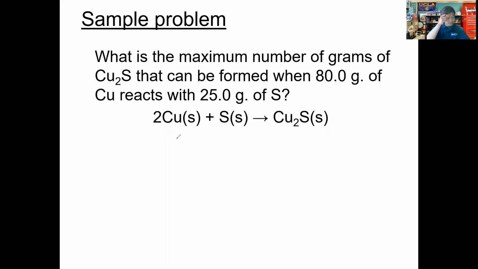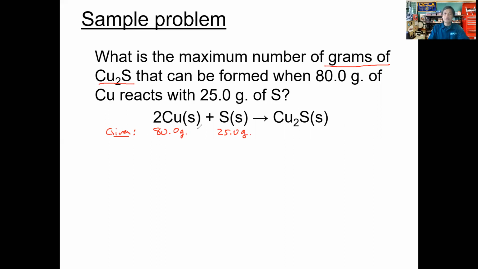We were told that we have 80 grams of copper, so let's write that down. These are the given amounts: 80 grams of copper and 25 grams of sulfur. We want to find the amount of product. The question is asking for the grams of Cu2S. We're trying to find out how much product will form.